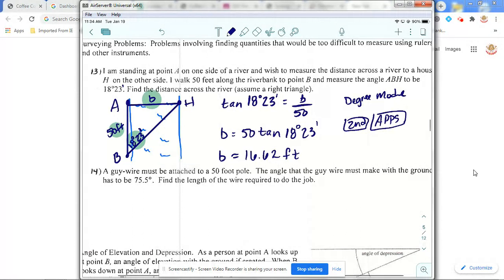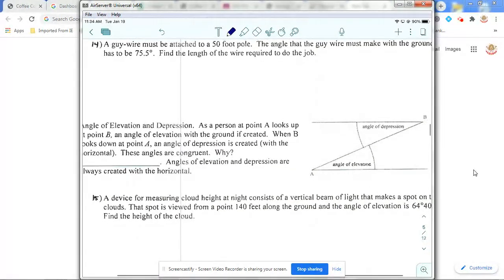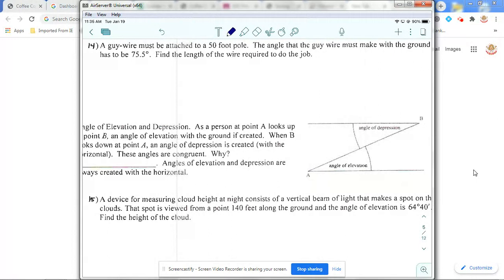Okay, so let's look at the next one. A guy wire must be attached to a 50-foot pole. The angle the guy wire makes with the ground is 75.5 degrees. We're going to find the length of the wire required to do the job. Now, these wires can be attached at the top of the pole or somewhere in the middle. If it doesn't specify one way or the other, we're going to assume that it's at the top. Those wires are for support if the telephone pole is too tall.